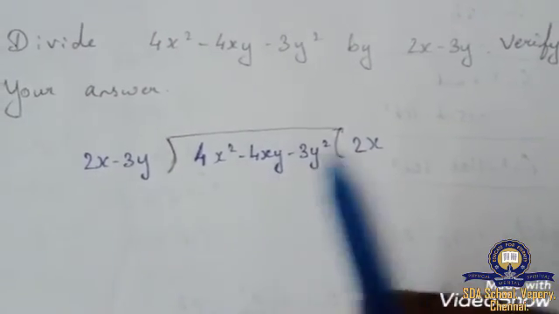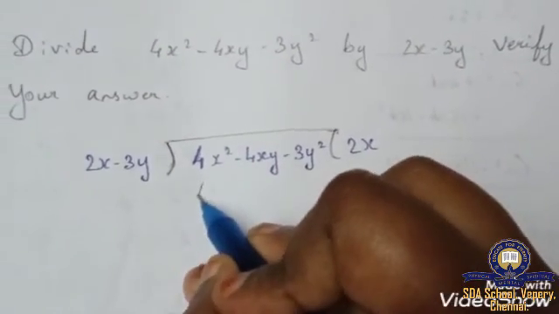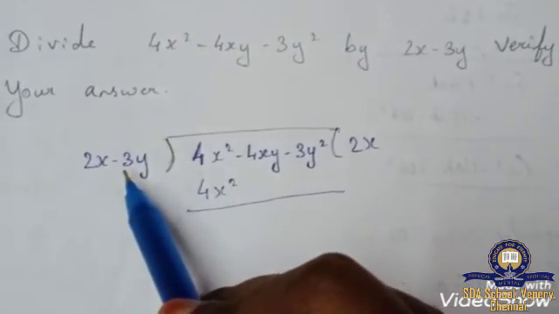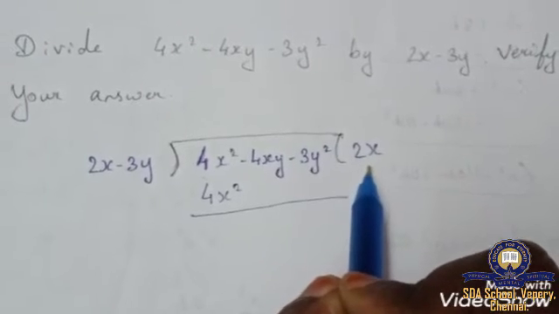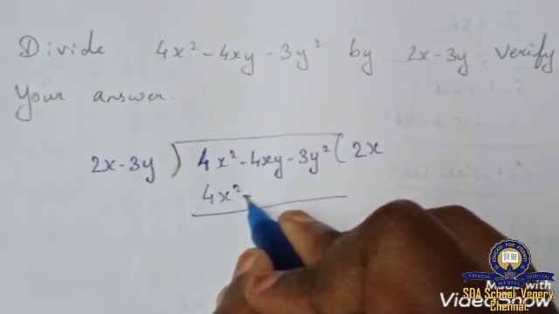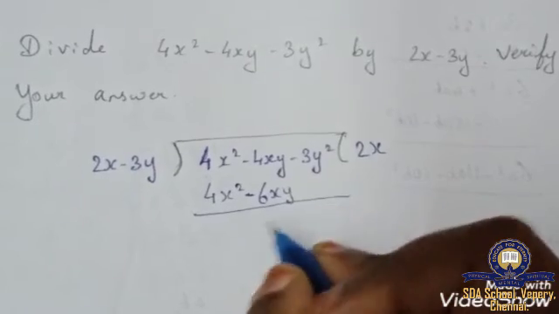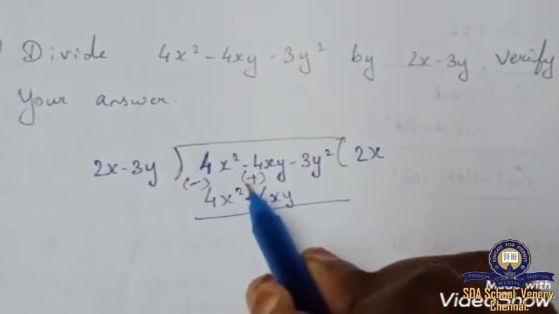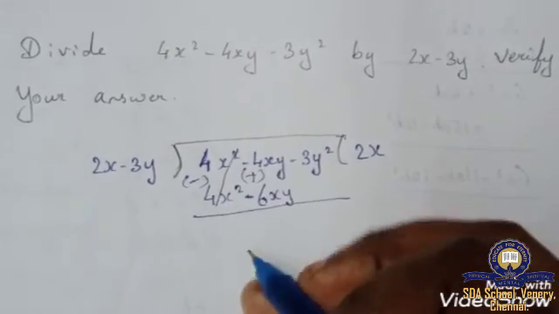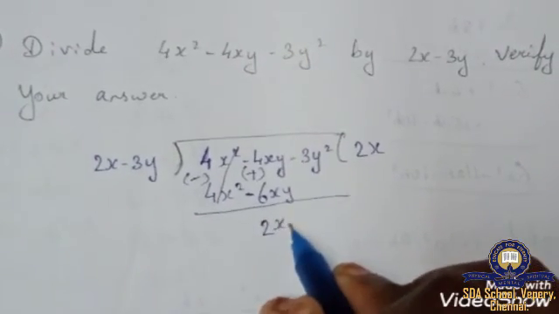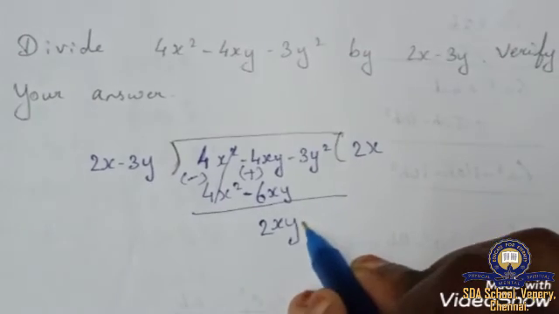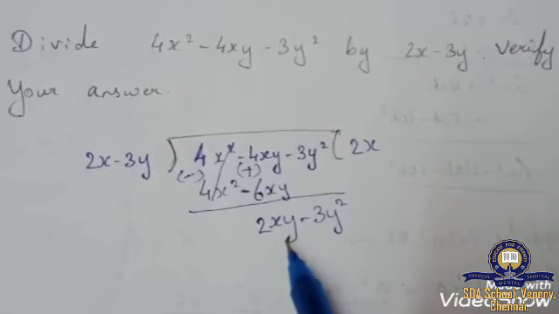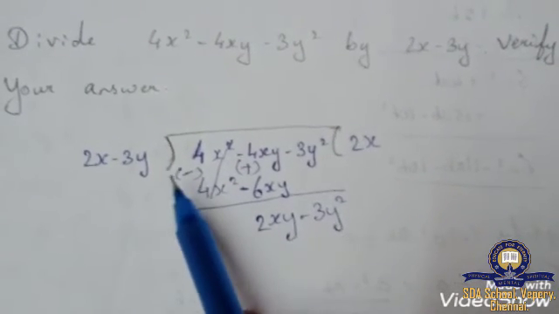Okay, so 2x into 2x is 4x square, right? In the same way, minus 3y into 2x is minus 6xy. When we change their signs, this will get cancelled and we get 2xy. When we bring this term down, we get 2xy minus 3y square.